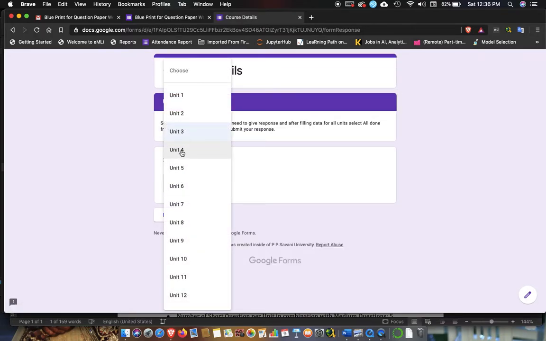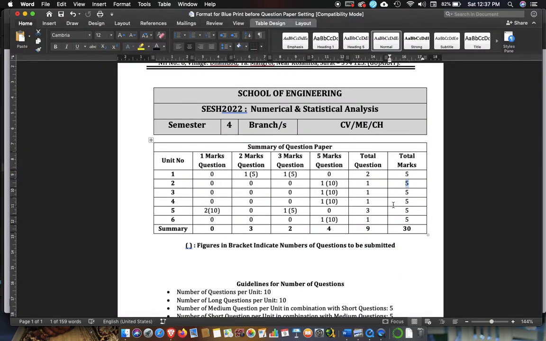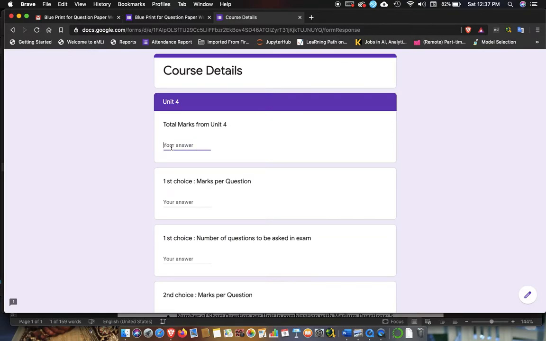Now unit 4. For unit 4 total marks are 5, and it is the same as unit 2 and 3.